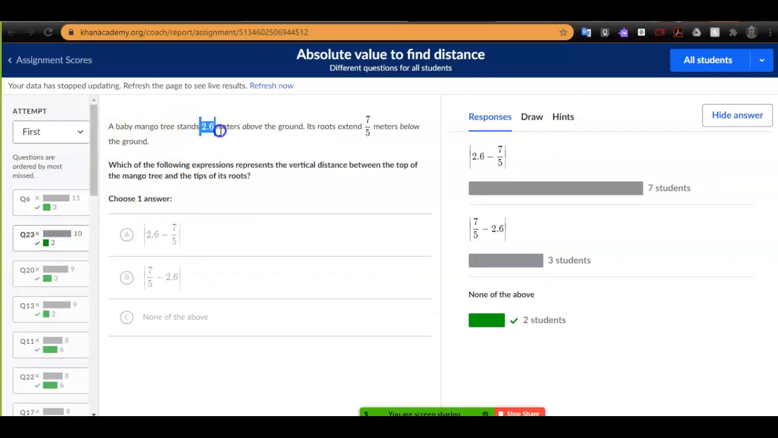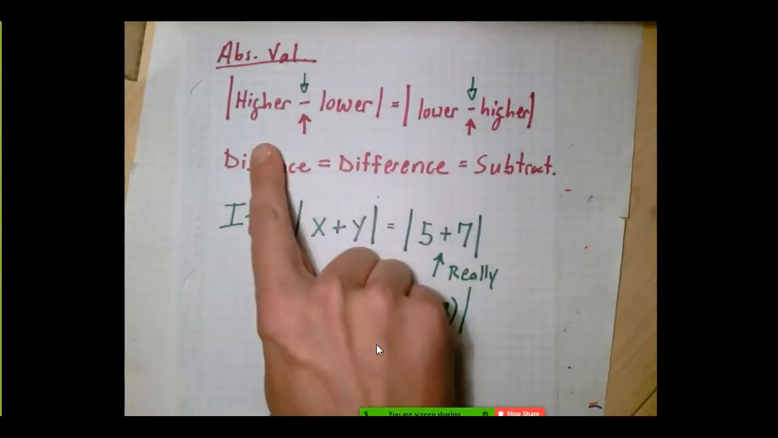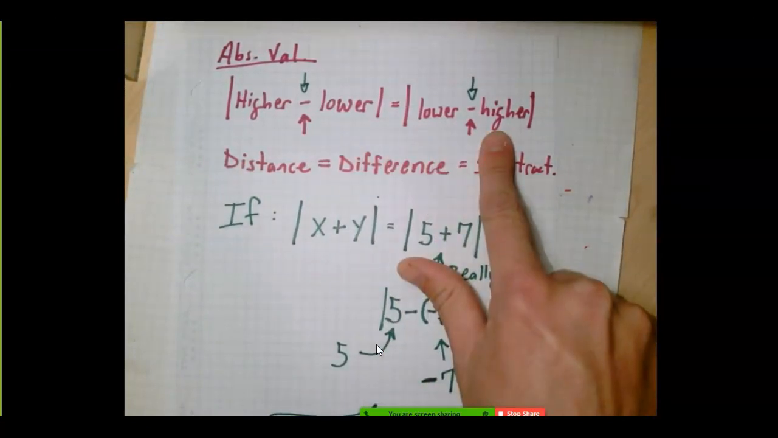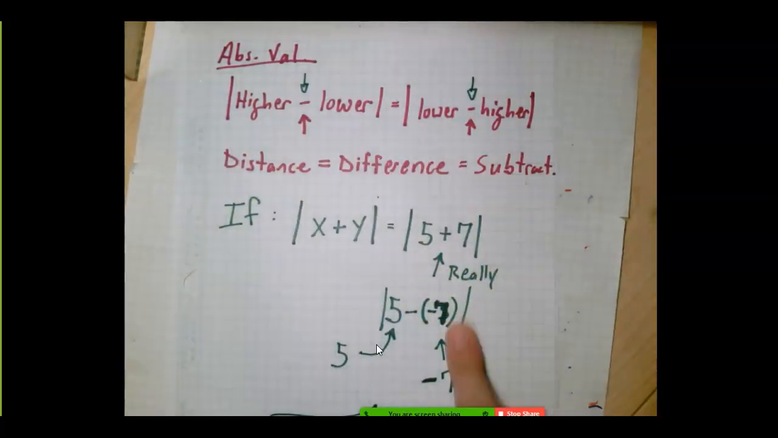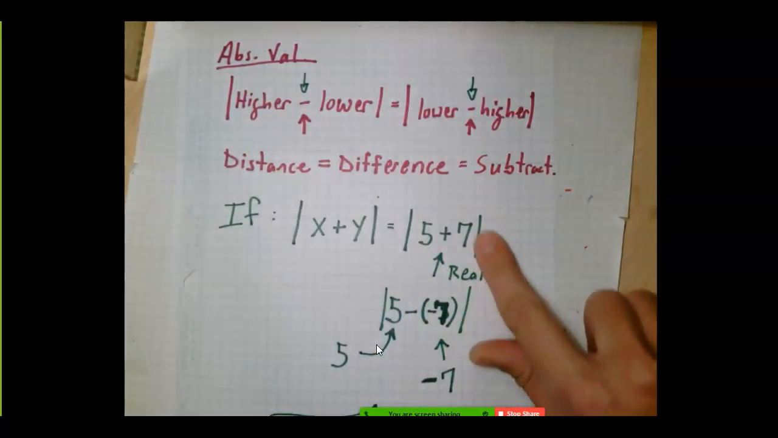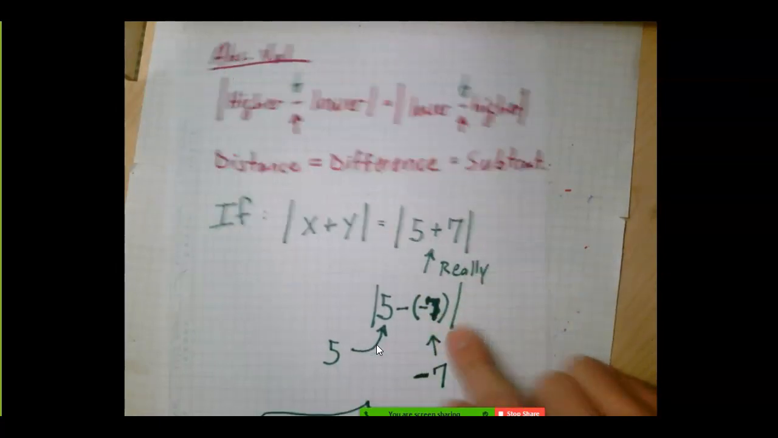Here, baby mango tree stands 2.6 above. That's a positive 2.6. But this 7/5 is below. So that's negative. Remember, if it looks like addition, well, we don't have looks like addition. So we don't have it. Our answer is none of the above here. These have subtraction in them. So like we just said, subtraction is higher minus lower or lower minus higher. But either way, these are both positive. When one of them is negative, well, when the second one is negative, it looks like addition.